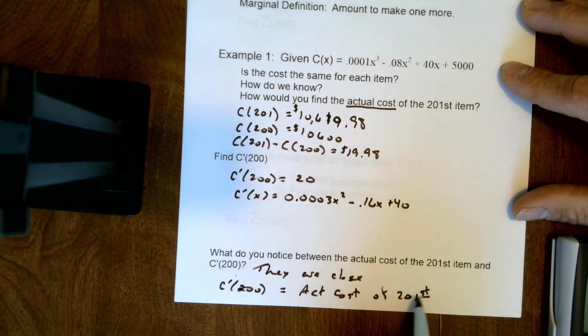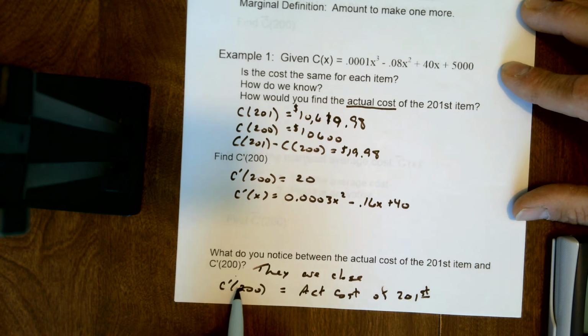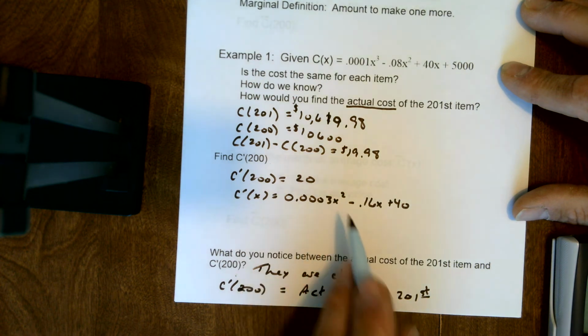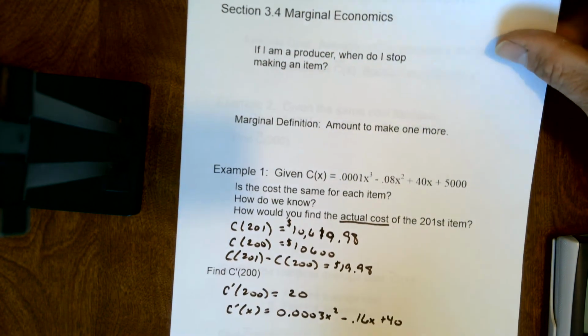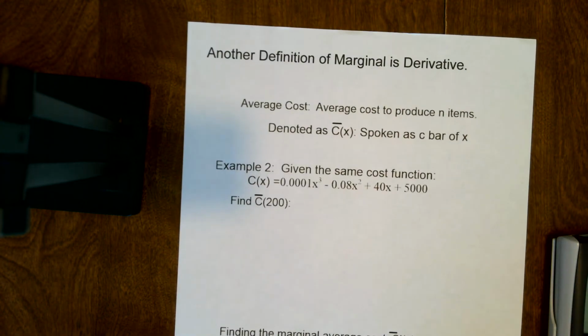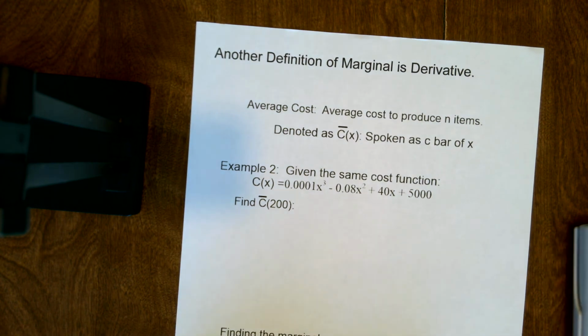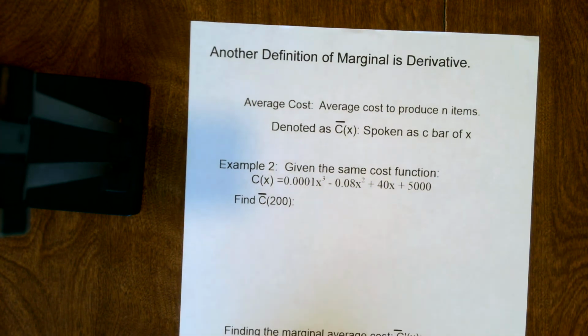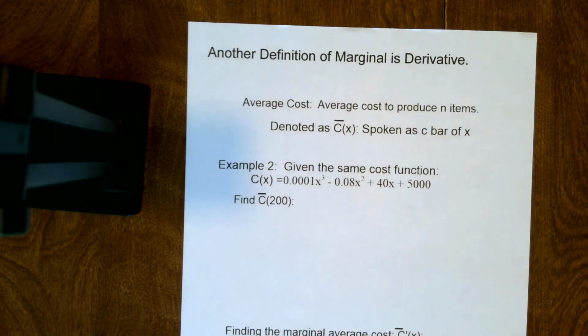So if I want to find the actual cost of maybe the 3022nd item, I can find the C prime of 3021. So whatever I want to find the actual cost of, I subtract 1, find the derivative of that, and it's going to give me that actual cost. So another definition for marginal is going to be derivative. Whenever you see the word marginal, hopefully in your mind it's going to recall derivative.